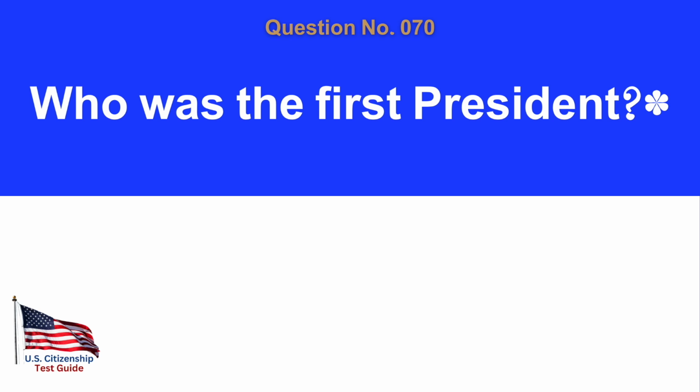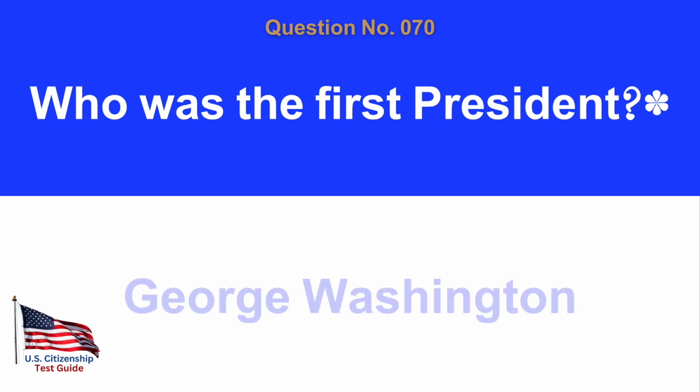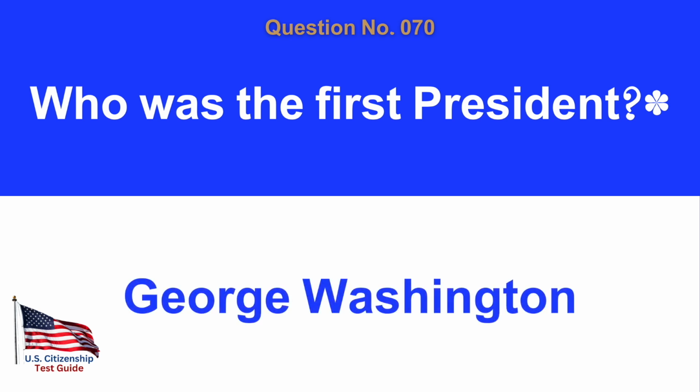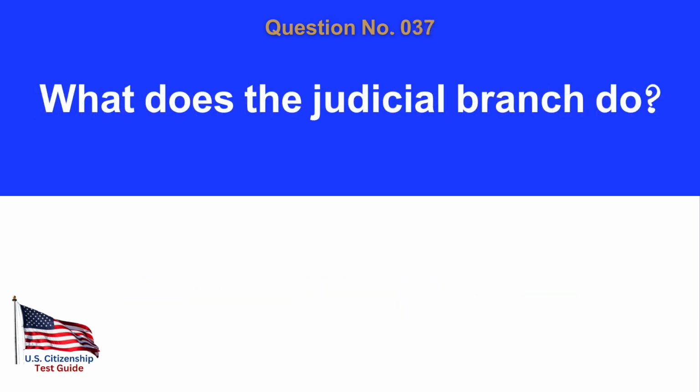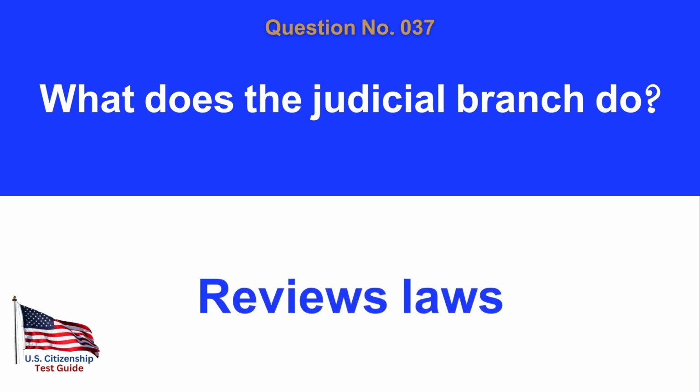Who was the first president? George Washington. What does the judicial branch do? Reviews laws.